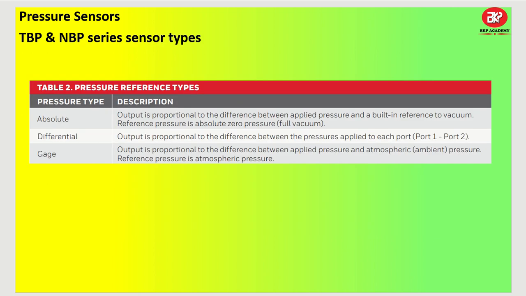Next, there are three kinds of pressure sensors. One is absolute pressure sensor, one is differential pressure sensor, one is gauge type pressure sensor. So the one we will be using for our blood pressure monitors or our oxygen concentrators will be the gauge pressure sensors.